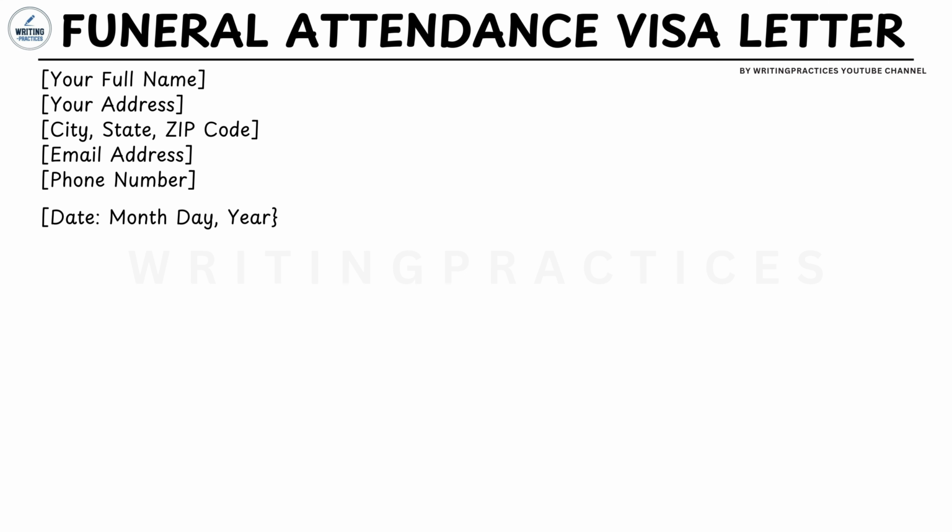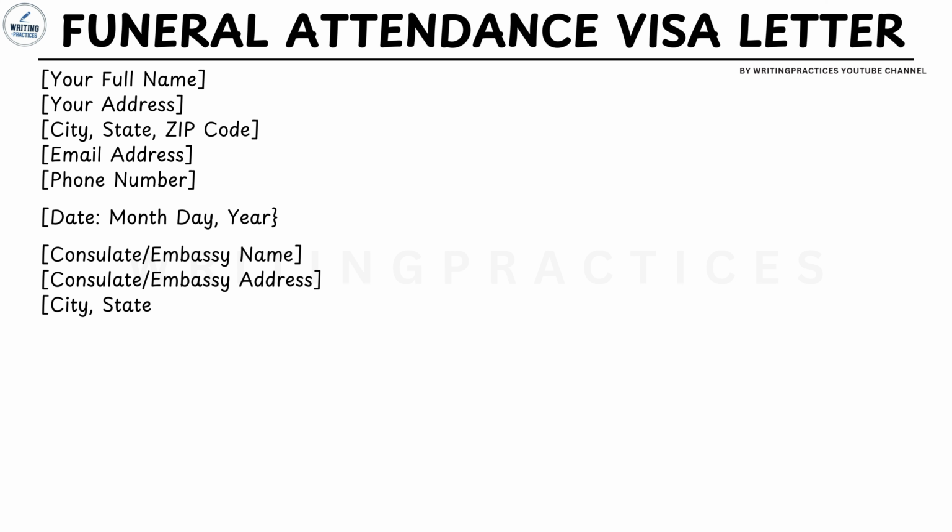Recipient information. Following the date, you'll include the details of the consulate or embassy where the visa application will be processed. Address it formally using the name of the consulate or embassy, their address, city, state, and zip code. For example, consulate/embassy name, 789 Embassy Drive, San Francisco, California, 94102. This ensures the letter is directed to the appropriate officials handling the case.